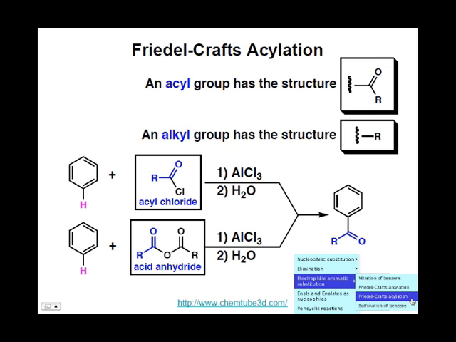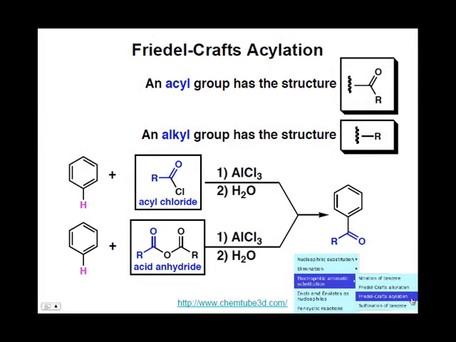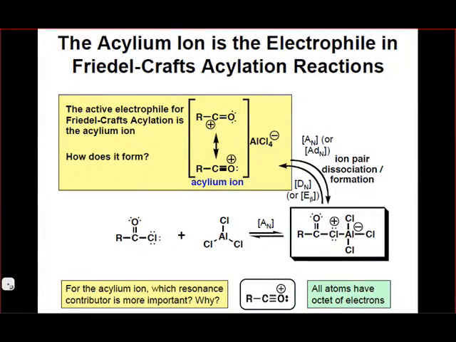Additionally, the starting materials that can be used to acylate the benzene ring can be an acyl chloride or an acid anhydride. In the presence of aluminum trichloride, either of these substrates can successfully acylate an aromatic ring. As with all the electrophilic aromatic substitution mechanisms, it's most important to understand the generation of the electrophilic species.